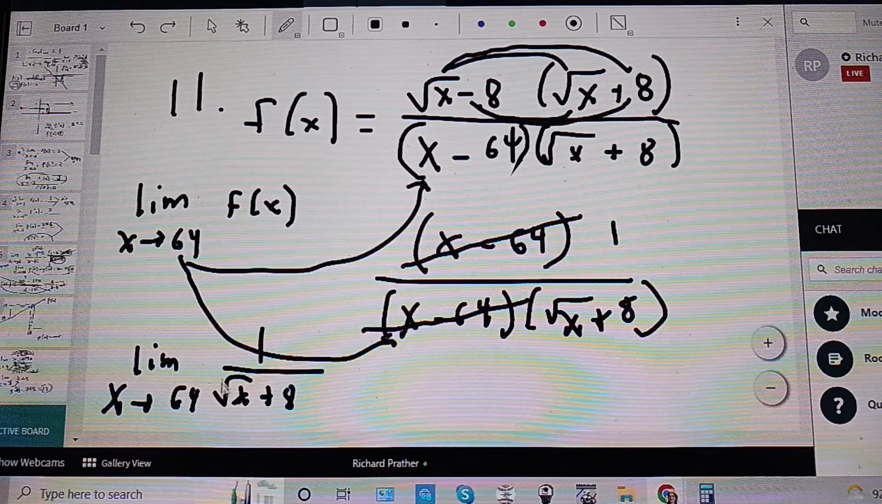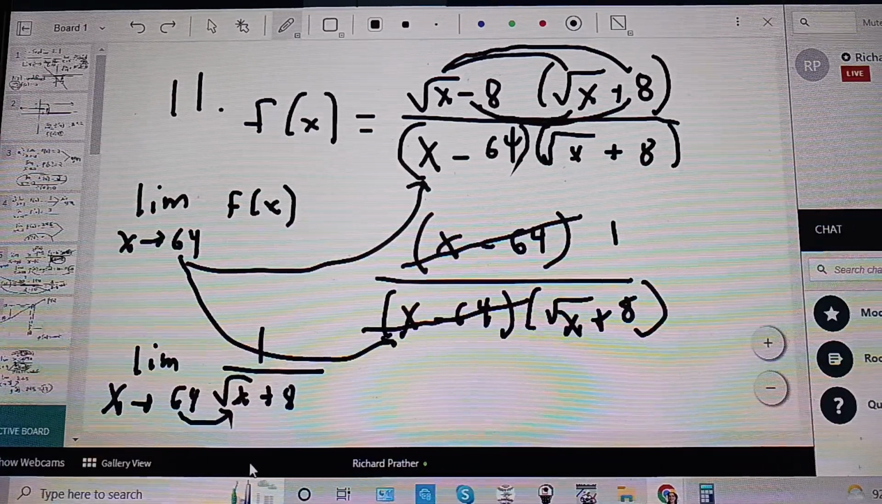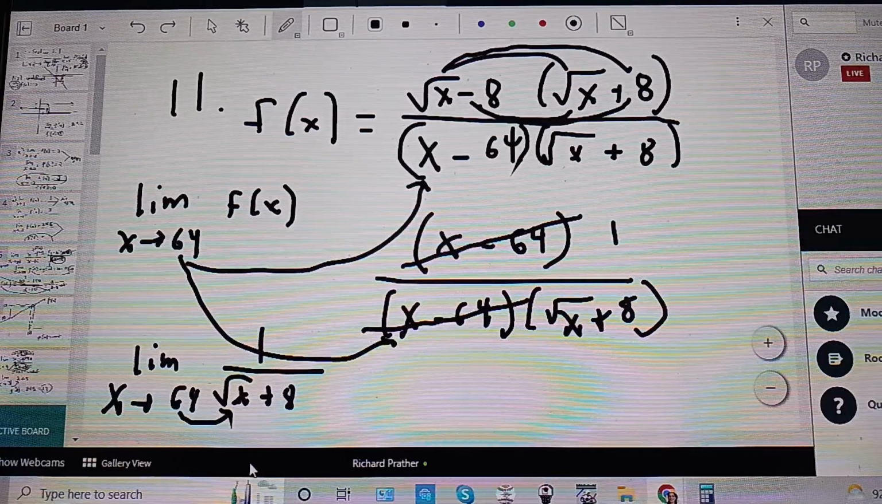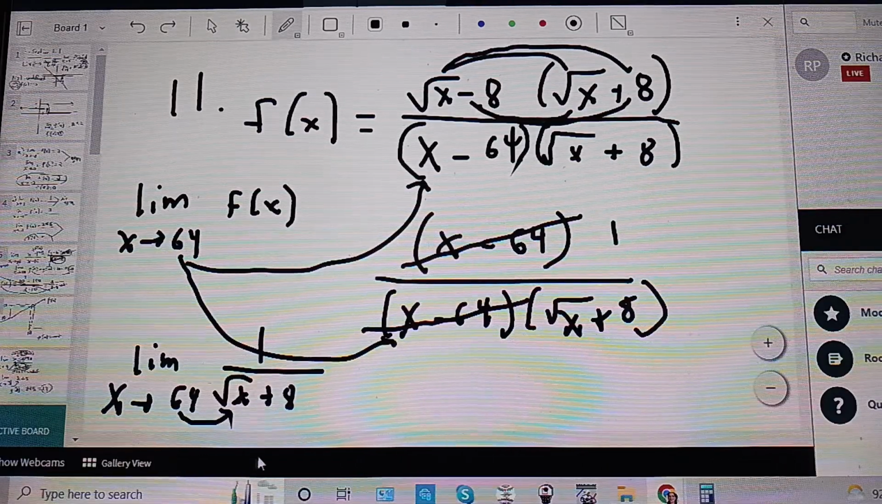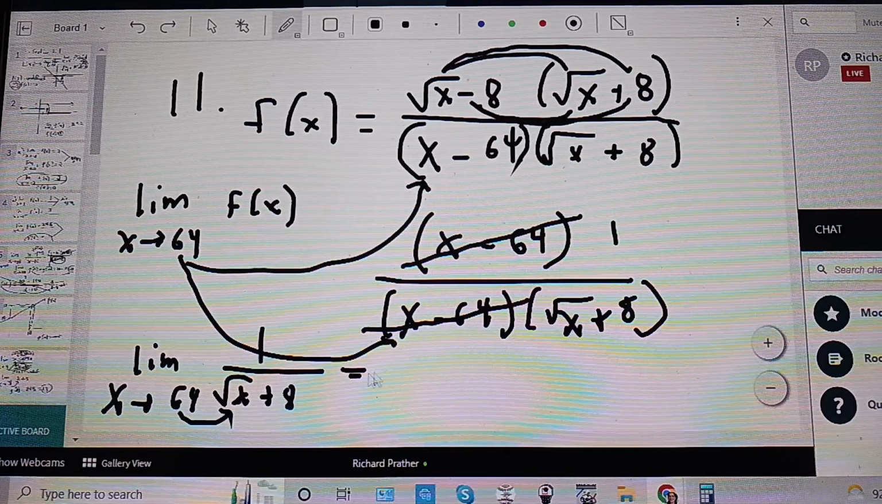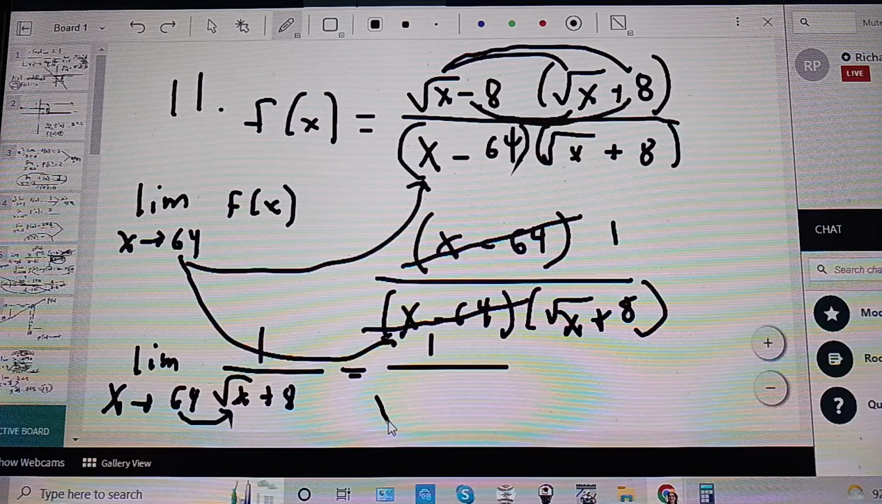This is a rational function. And because plugging 64 in doesn't make it undefined, then you can just plug 64 in. This is where the limit answer and the function answer agree with each other. In all polynomials, they agree with each other, and in all rational functions, they agree with each other, except at places where the bottom is 0. But this is no longer a place where the bottom is 0, so then I can just plug 64 in.